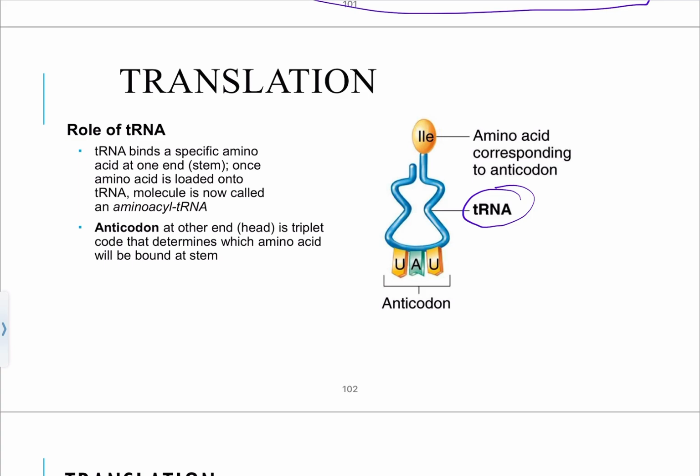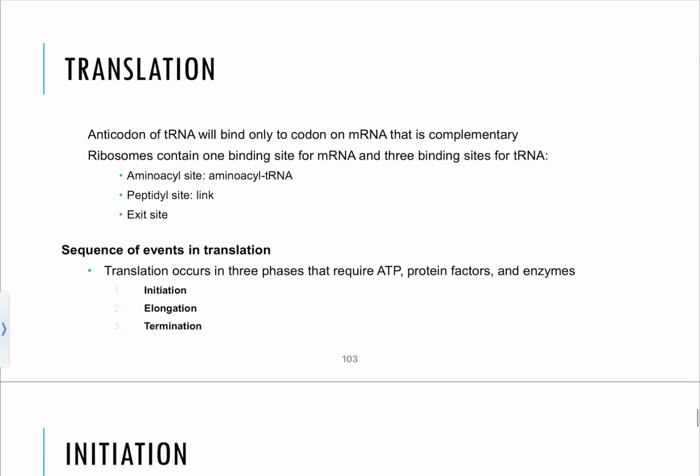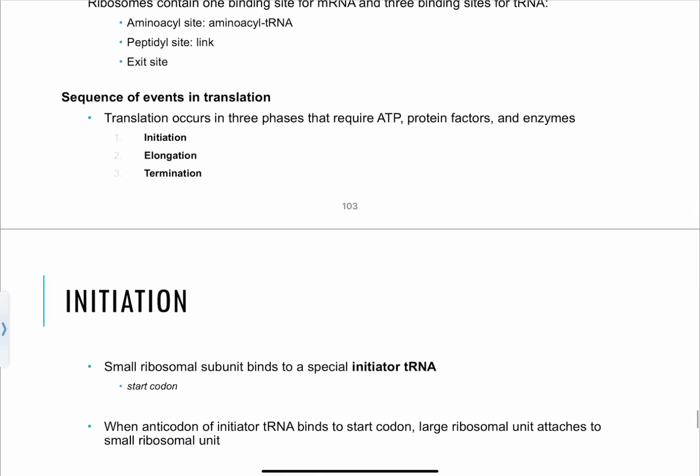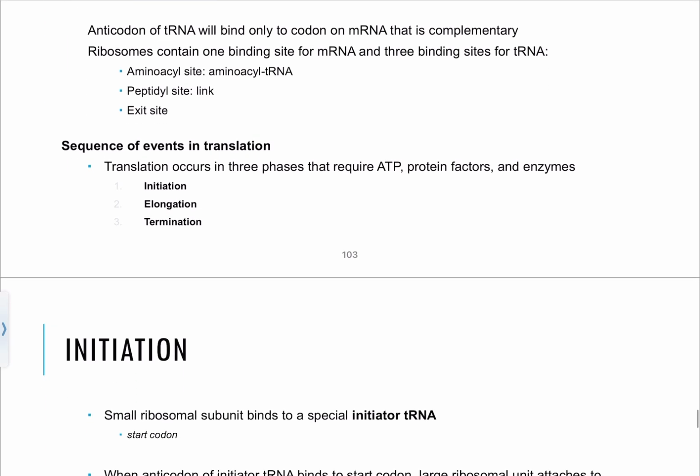So tRNA knows what amino acid to come in and lay down by binding its anticodon to the codon so that it knows it's supposed to lay down, in this case, an isoleucine. Again, I'm just going to go quickly. We have the same 3 steps that we had in transcription, just a little bit different things are happening in each of the processes. So we still have initiation, elongation, and termination.